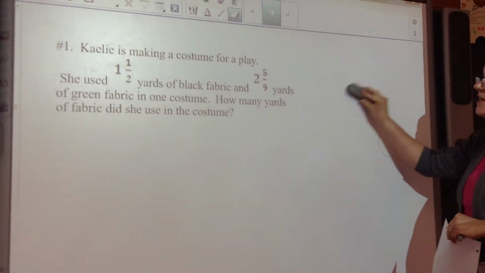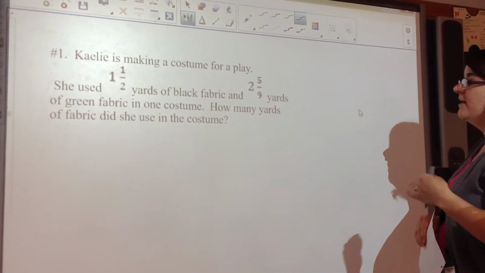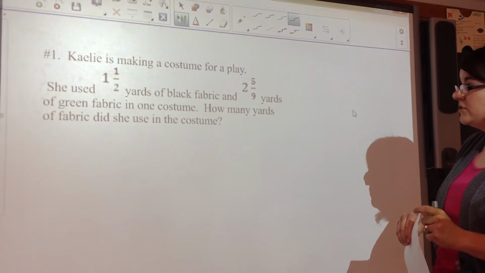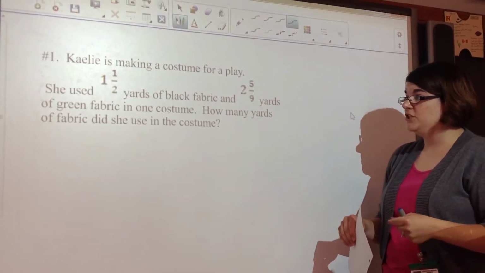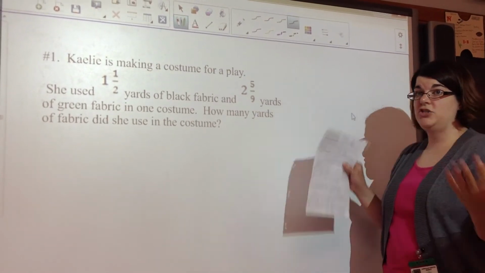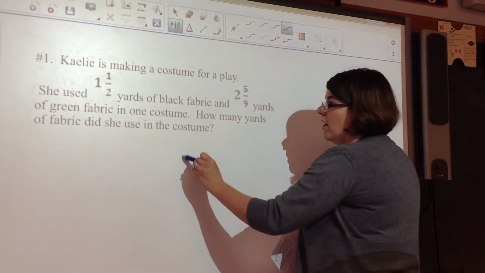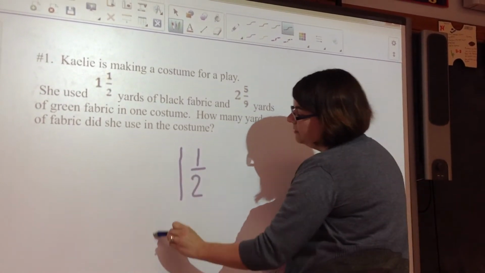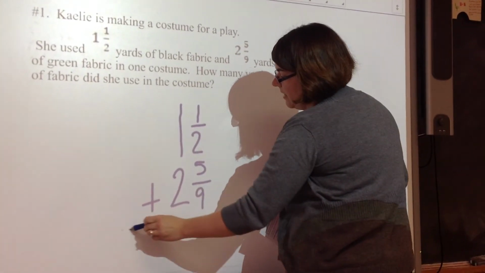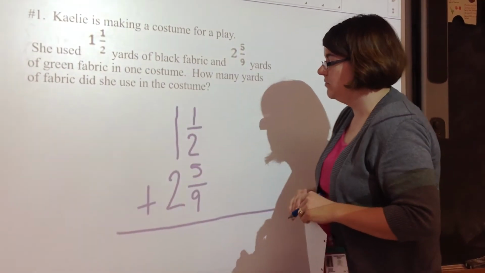And we have Kaylee. Kaylee is making a costume for a play. She used 1.5 yards of black fabric and 2 5/9 yards of green fabric in one costume. How many yards of fabric did she use in the costume? So here they're asking for the total. How much did she need for the whole costume? So we want to add. So we have 1 1/2 plus 2 5/9. Now remember, with adding, our commutative property says we can change the order. So if you have 2 5/9 on the top, that's okay.